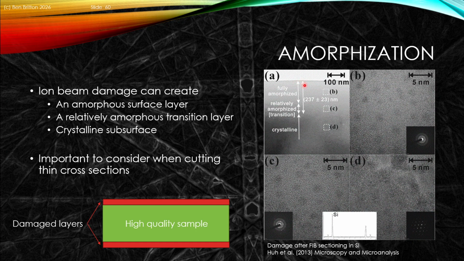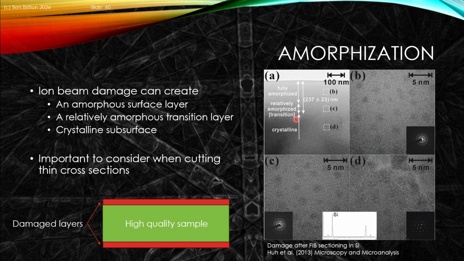So this is into a piece of silicon. Towards the surface, we get full amorphization. We can see that in the pseudo-diffraction pattern that's presented: we get a ring pattern. As we go from site B to site C, we still have rings, but now we have some spots, so we have some good lattice. As we go towards the interior of our object, we have beautiful crystalline material, where we just see the diffraction spots appearing nicely here. So the ion beam damage can create an amorphous surface layer. We see a relatively amorphous transition layer, and then we have a crystalline subsurface.